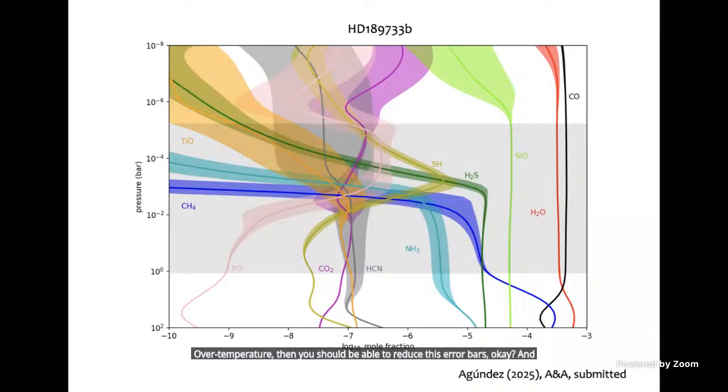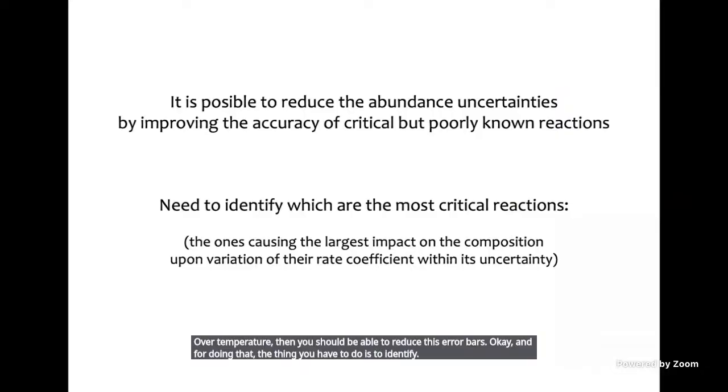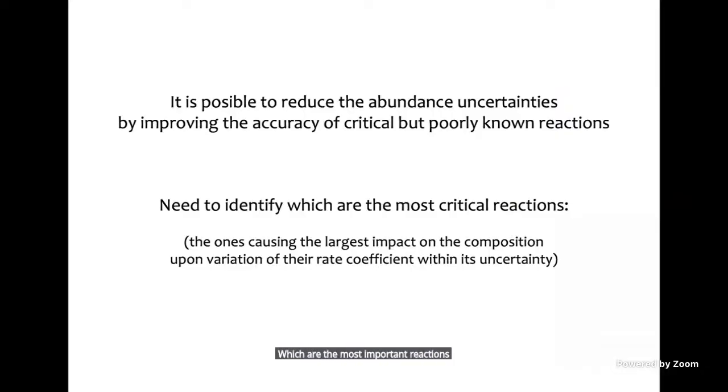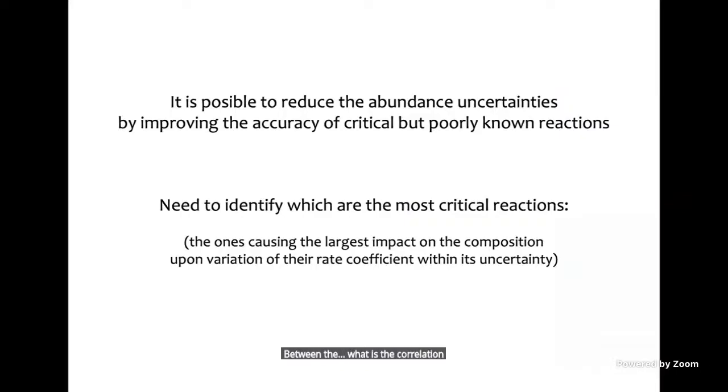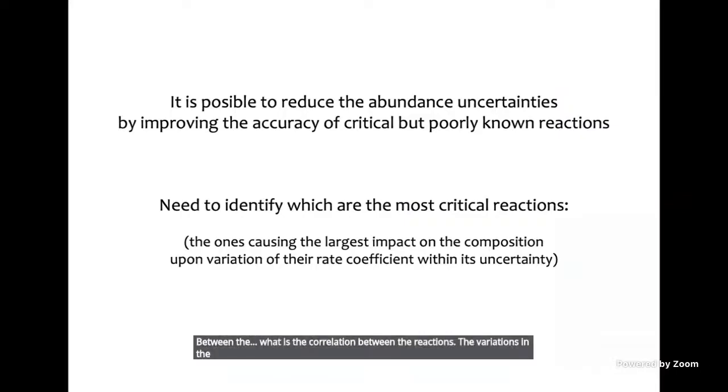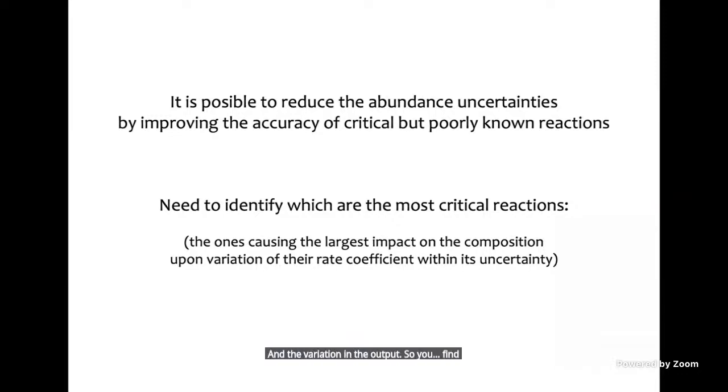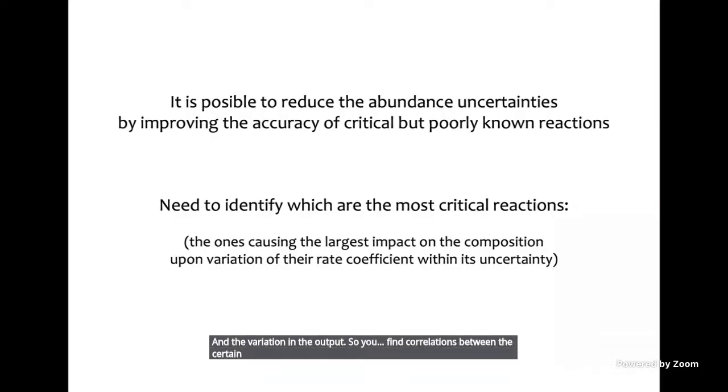Okay, and for doing that, the thing you have to do is to identify which are the most important reactions. And the way to do that is to do some kind of correlation between the variations in the rate coefficients of the reactions and the variation in the abundance. So the variation in the input, the rate coefficient, and the variation in the output. So you find correlations between certain reactions and certain species, and you may end up with the main reactions that affect your target molecule, okay? So doing this kind of exercise, you may end up with a ranking of most important reactions.